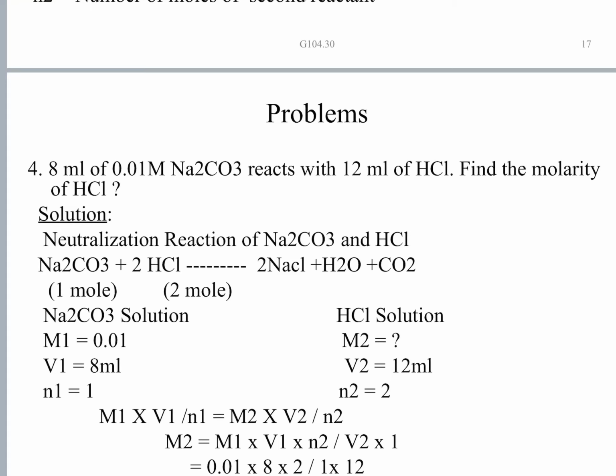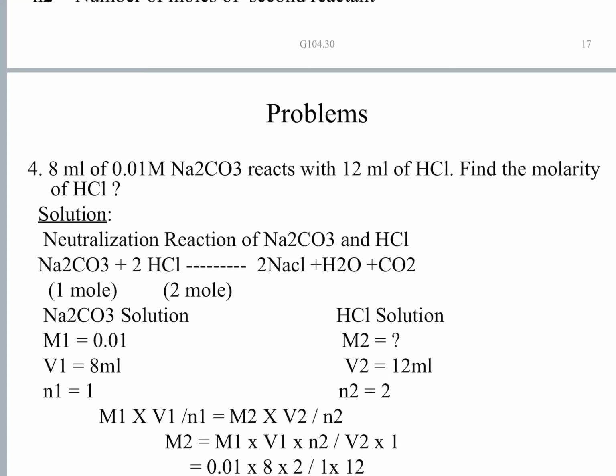According to the formula, M1 V1 by N1 is equal to M2 V2 by N2. So, M2 is equal to, N2 which is in the denominator will go into the numerator, and V2 which is in the numerator will come to the denominator when sent to the other side. So, the final equation looks like M2 is equal to M1 into V1 into N2 divided by V2 into N1, that is 1.